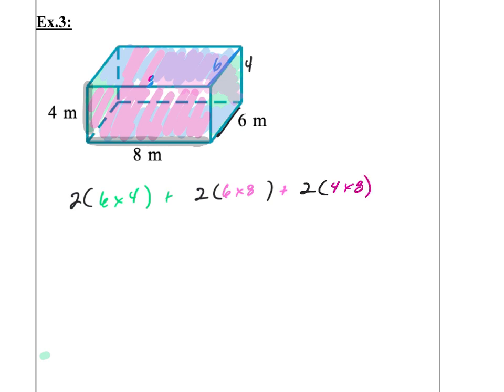Okay, so now I just add. I know I'm going to have meters squared because it's area, right? So I'm going to have 2 times 24 is 48 meters squared, plus I have 2 times 48, which is 96 meters squared, plus I have 2 times 32, which is 64 meters squared. So it has a surface area of 208 meters squared.